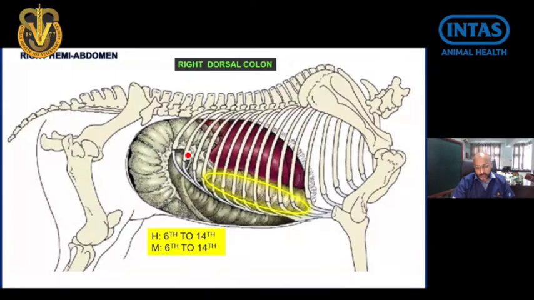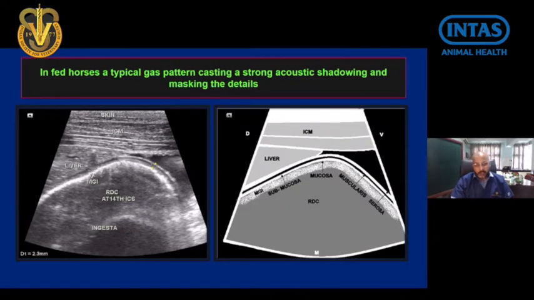Then the dorsal colon. So the dorsal colon is right over here. RDC over here. This is the RDC. Okay. Now when you do the scanning here, you can see this is the anterior lobe of the liver, and below this you can find the right dorsal colon. This is the right dorsal colon here, right? And you will always find an MGI.